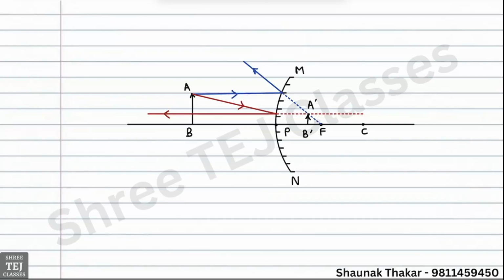We can clearly see that image is formed behind the mirror, and visibly image is smaller than the object. Object is larger than the image. So let us write the properties. Object is in front of the mirror. Image, we can clearly see that image is between pole and focus.